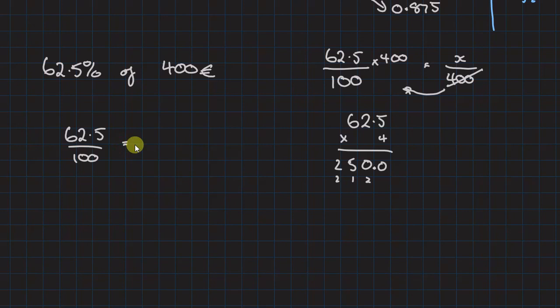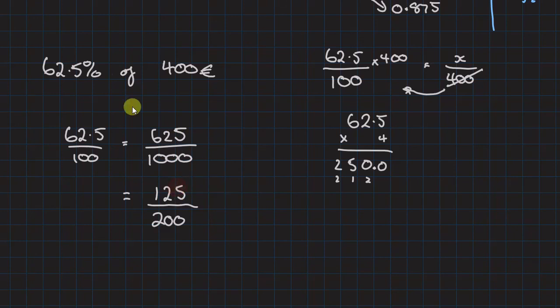And change that into a 62.5 over 100, change that to 625, divide by 1,000. These numbers all share by 5. So share the bottom by 5 is 200. 6 divided by 5 is 1, carry 1 into the next column. 12 divided by 5 is 2, carry the 2 into the next column, and that gives me a 5.